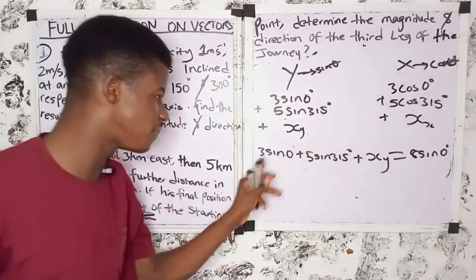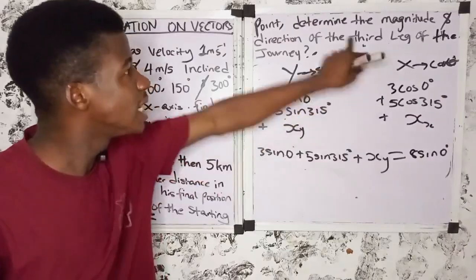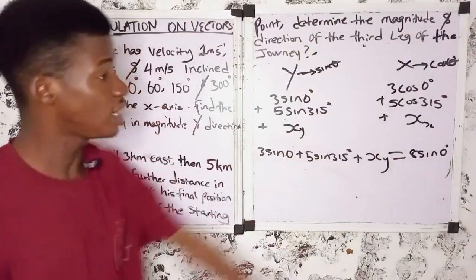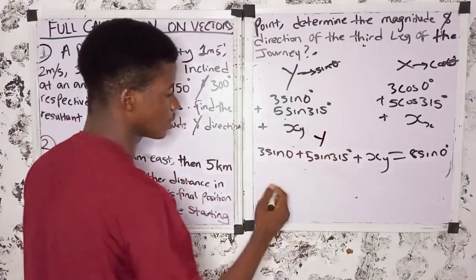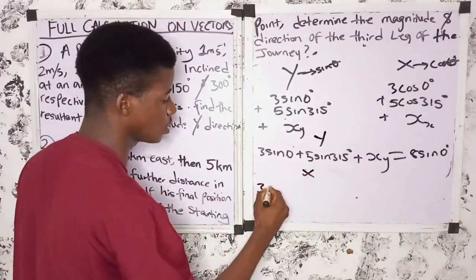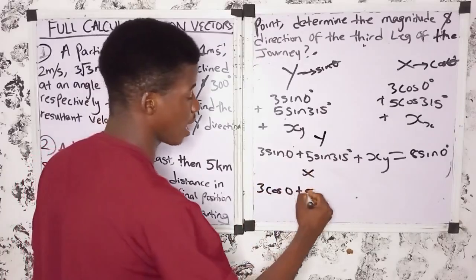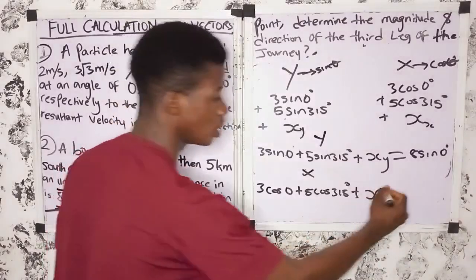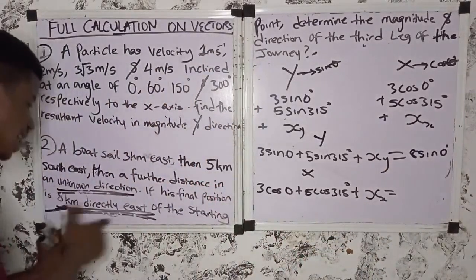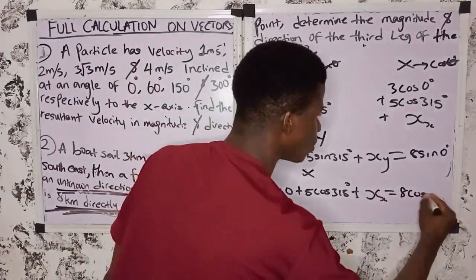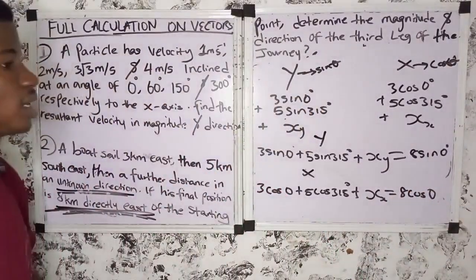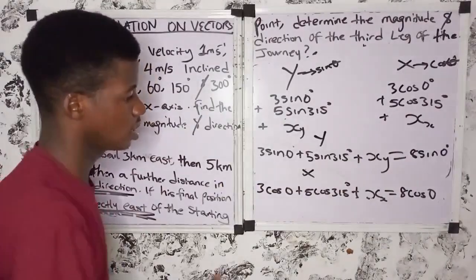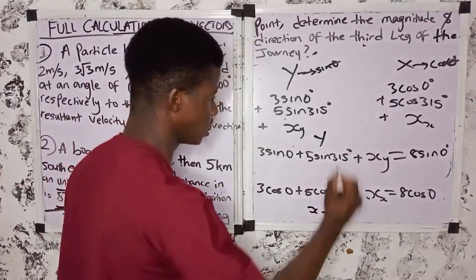This is the first leg, second leg, third leg. They are telling us the total of everything is 8 sine 0. Now what about this other place? This is y now. So now sy will be 3 cos 0 plus 5 cos 315 degree, then plus sy, the unknown, equals the total, which is 8 cos 0. We are looking for these unknowns. It's very easy. Let's say this is for x, this is for y.